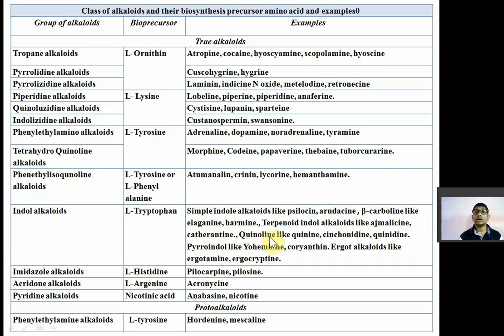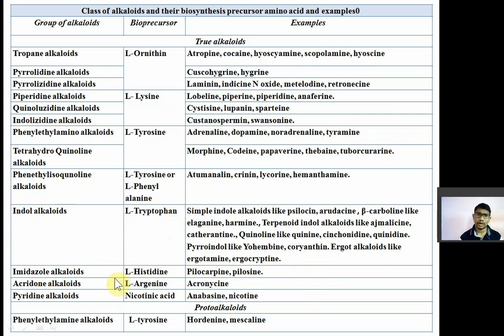Then quinoline alkaloids like quinine, quinidine, cinchonidine. So cinchona alkaloids are also biosynthesized from the amino acid L-tryptophan. Then pyrroloindole alkaloids like yohimbine, and ergot alkaloids like ergometrine, ergocryptine, ergotamine. All these are biosynthesized from L-tryptophan. So remember, whichever has an indole ring, they are biosynthesized from tryptophan.